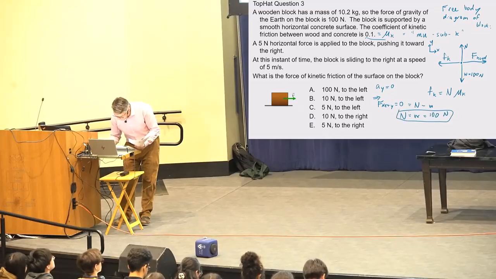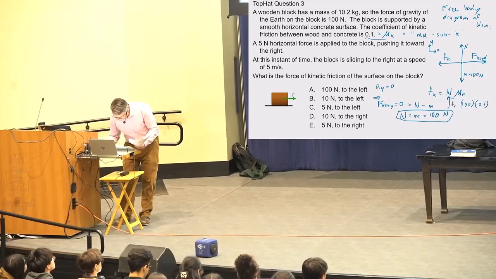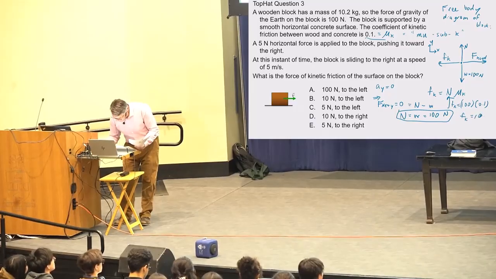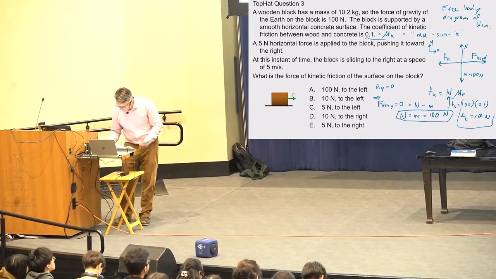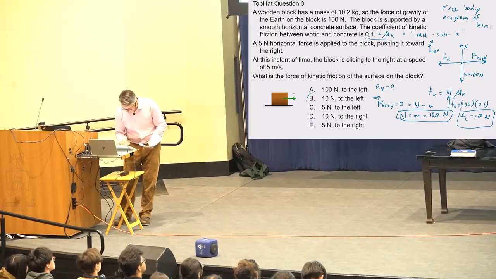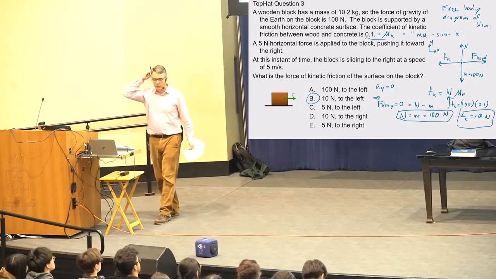Now that we have the normal force, we can plug it in: 100 times 0.1, and you get F sub k equals 10 newtons. And I've drawn it as being to the left, just opposite the velocity.